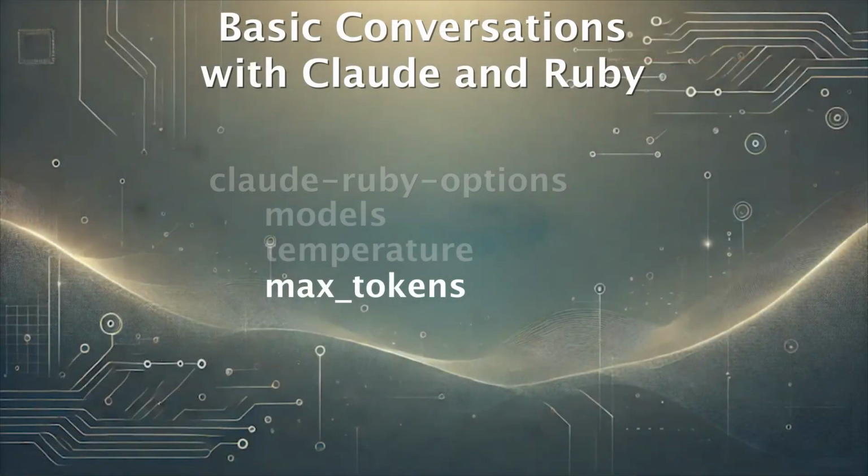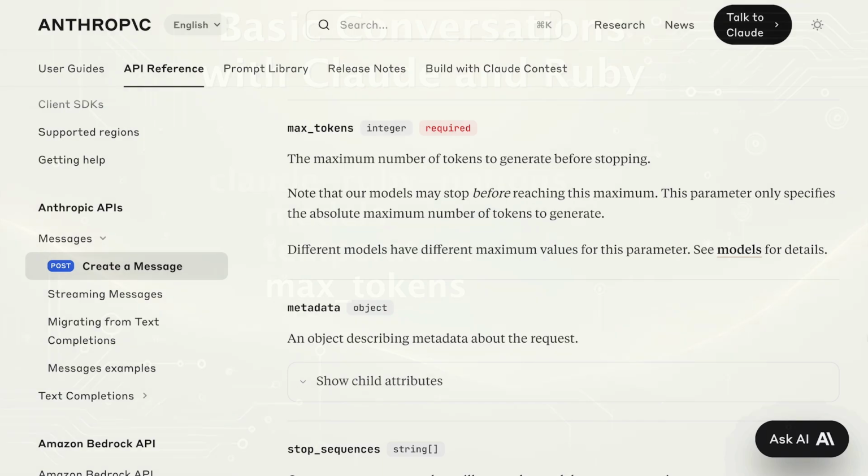Max tokens. This option allows you to specify the approximate maximum number of tokens to generate before stopping. Note that it's just a guide, and Claude's response may contain less tokens than what you specify. Why would we want to specify the max tokens? Well, it's good if you're wanting to reduce your API spend, since output tokens are 5 times more expensive than input tokens. It can also be used if you want a more concise result.